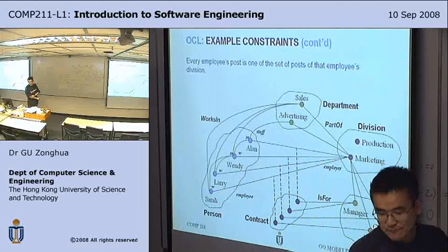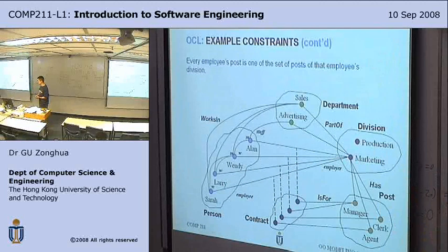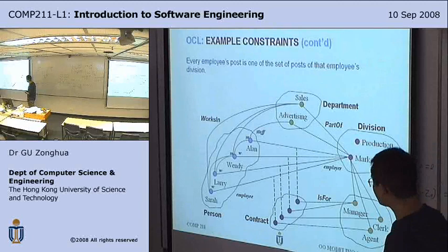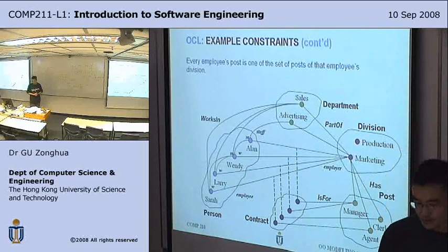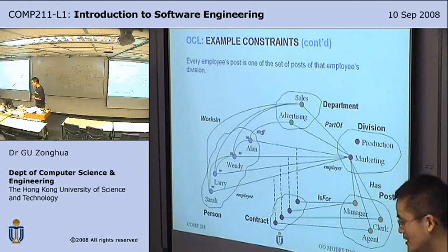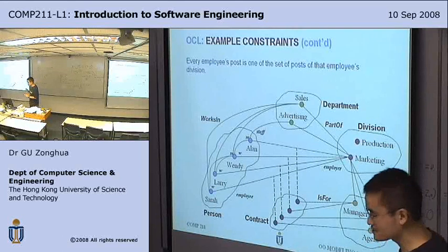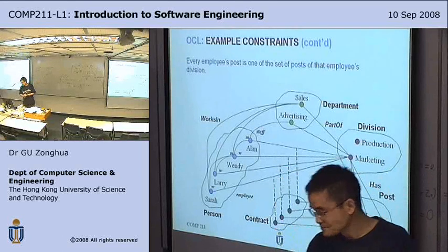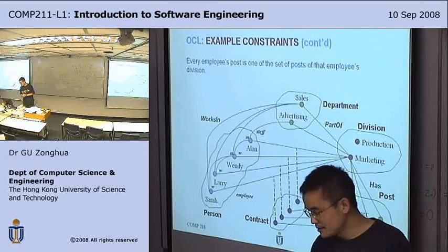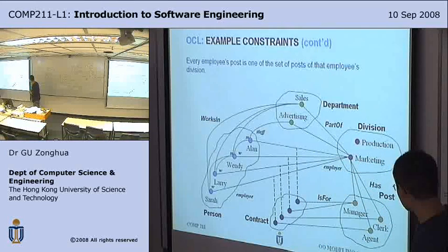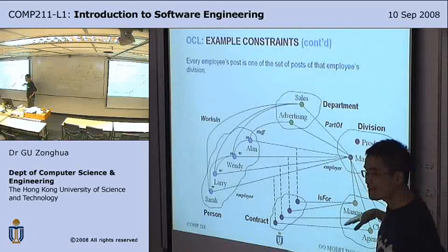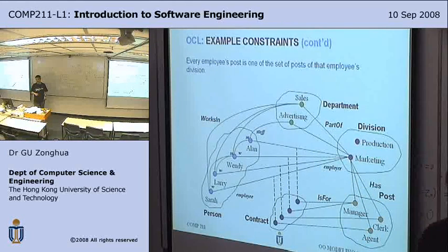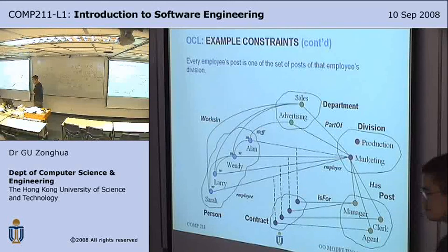So a division may have multiple posts. It may have secretaries, managers, engineers, testers, developers. These are posts. Now, every post describes job positions. You may have empty posts. That is, you may have an open position.